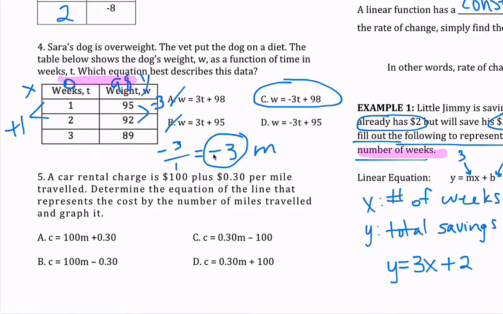So if my rate of change is negative 3, that means that dog is losing 3 pounds per week. Which means I need to go backwards, so I know that dog started at 98 pounds. After 1 week, he lost 3 pounds and now is at 95 pounds. After another week, he's lost another 3 pounds and is now at 92 pounds. So remember, your y-intercept is always your starting point when x is 0.